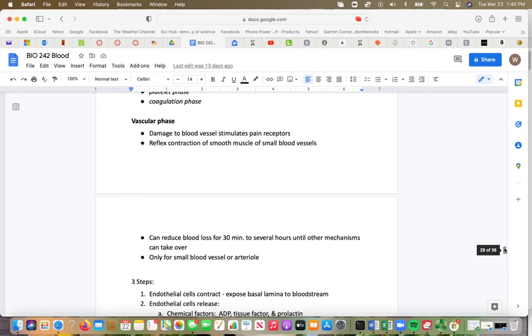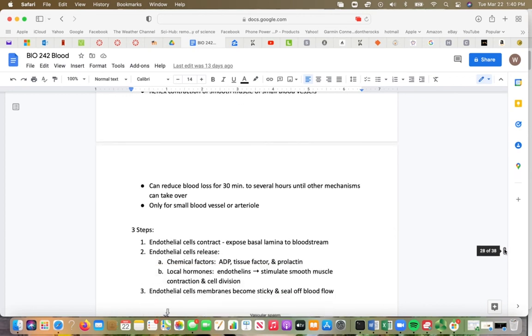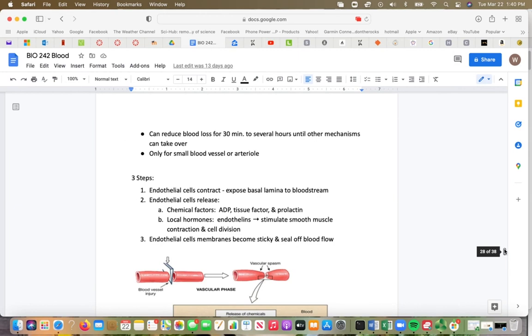So during the vascular phase, you have damage to the blood vessels. This will stimulate pain receptors. There's a reflex contraction of the smooth muscle of the blood vessels. What it's trying to do is reduce the blood loss out of that area, and that will last from 30 minutes to several hours until other mechanisms can take over. That works well for small blood vessels or arterioles.